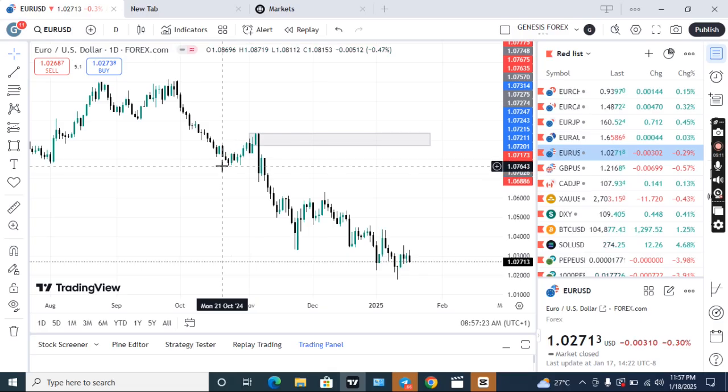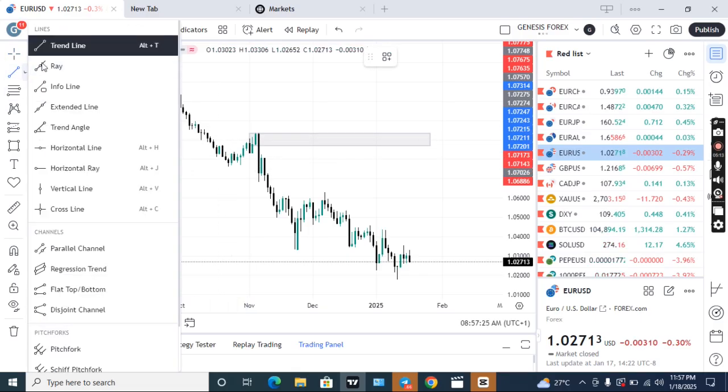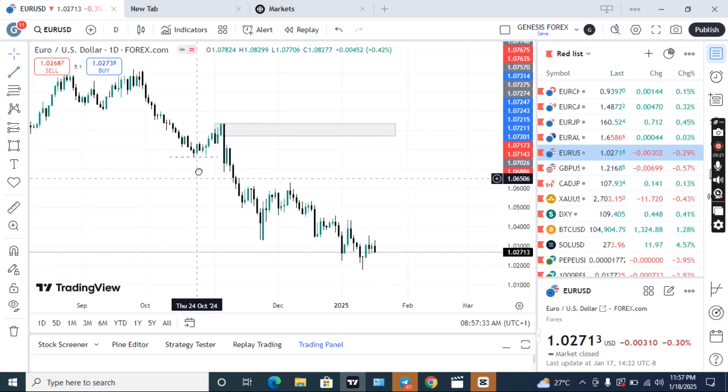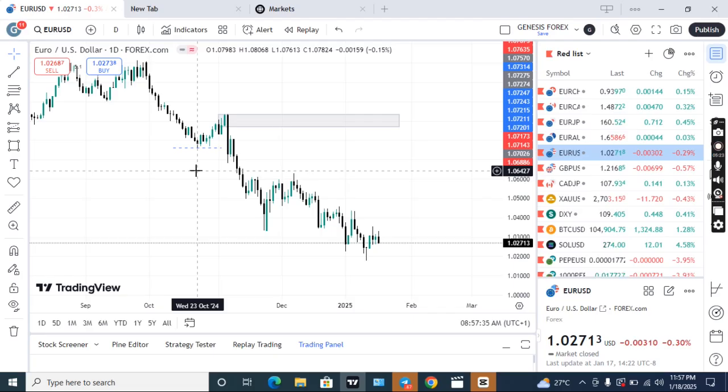Did it break structure? Yes, it broke the structural low at this point. So once the market breaks a particular low, it is okay, which is criteria number one. It must break a structure. So we've had the break of structure here.